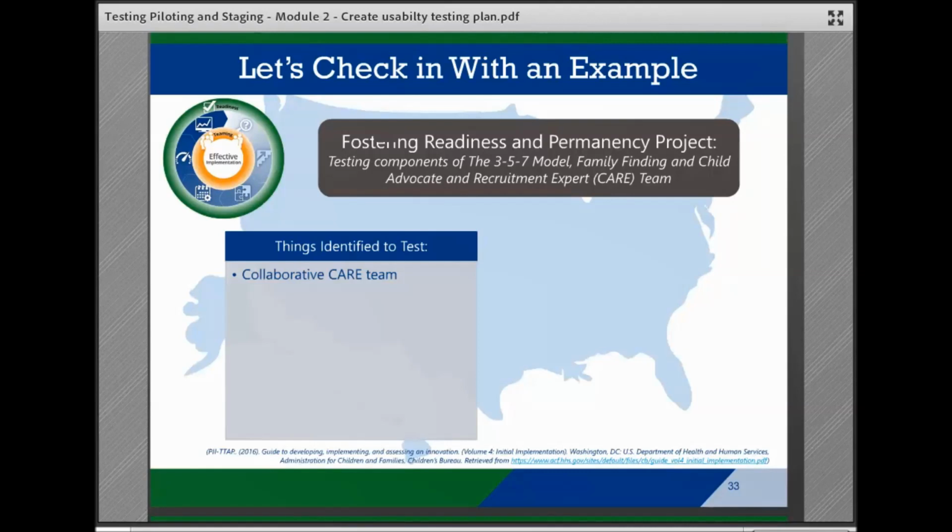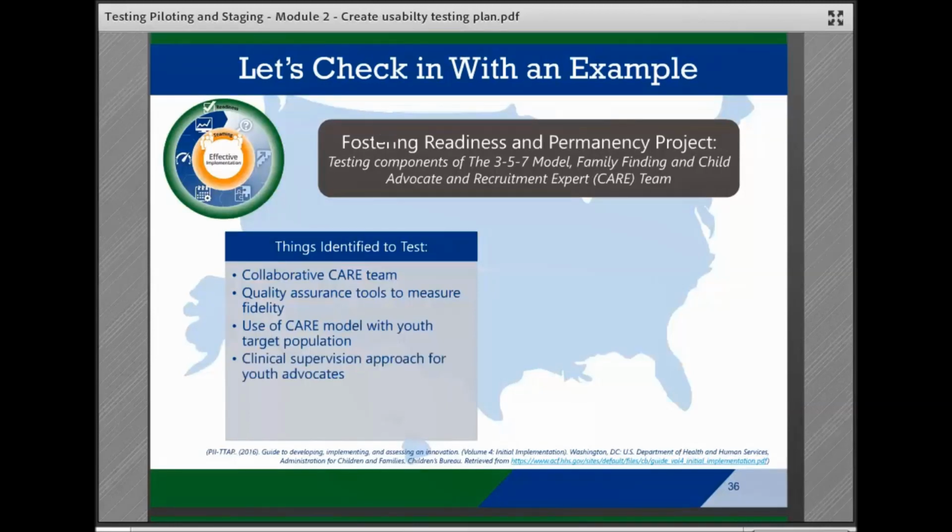Then they developed their plan for usability testing by identifying 5 components that they wanted to test, including the viability of the collaborative care team, assessing the capacity of quality assurance tools to measure fidelity, assessing the viability of the care model with the youth target population, determining the viability of the approach used for clinical supervision for youth advocates, and determining the viability of the process selected for case mining.